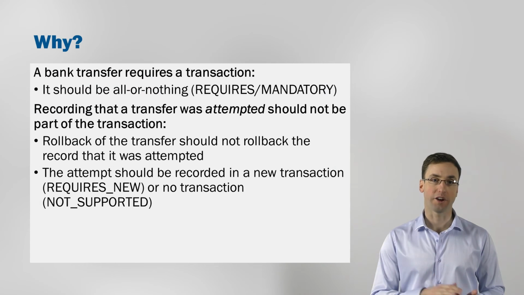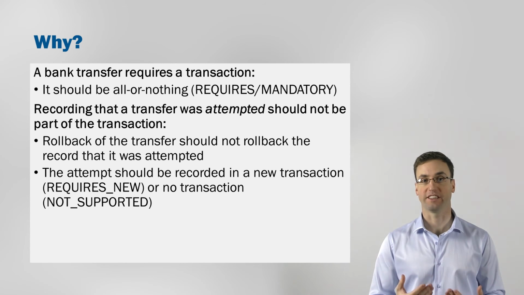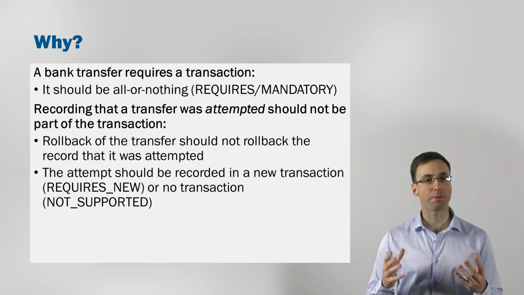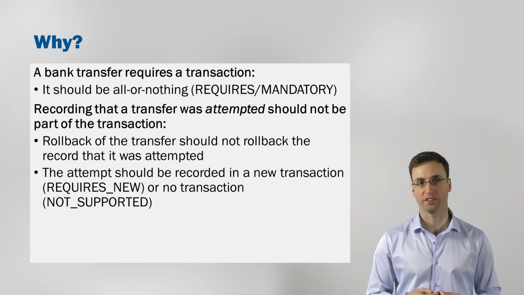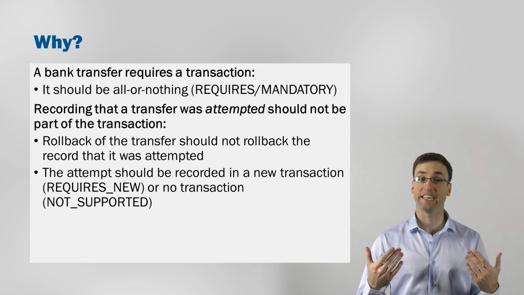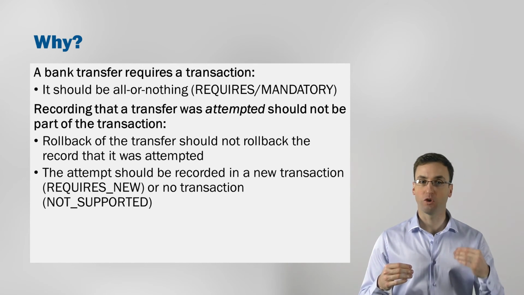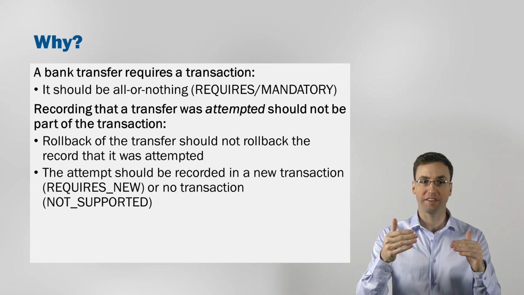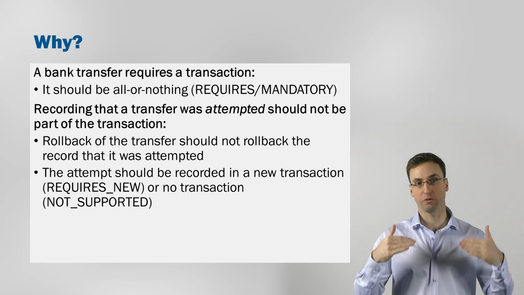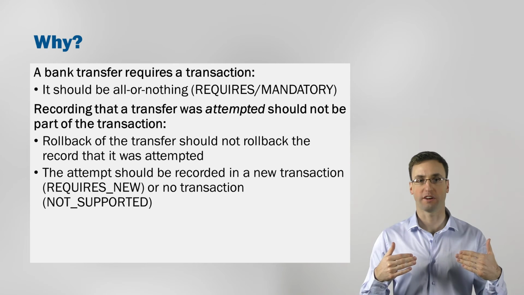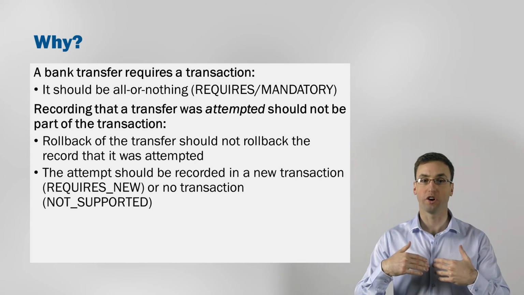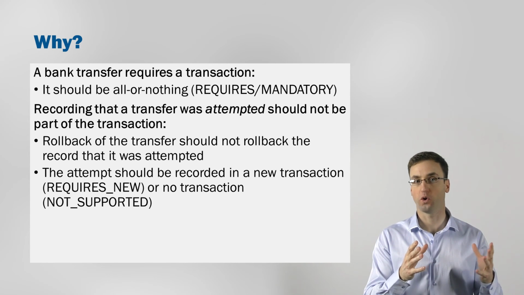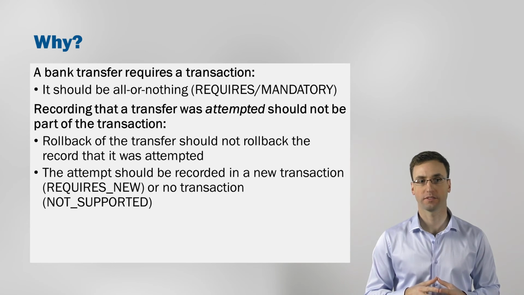For example, a deposit or withdrawal clearly need to be in a transaction, so they would need a requires or mandatory annotation. But suppose you also want to record attempted bank transfers. Suppose you want to know if there were any transfers that failed. If you record a transfer attempt in the same transaction as the transfer itself, then if an exception occurs during the transfer, everything will be rolled back, including that record of the attempted transfer. So you might want to log the attempt information in a separate transaction using requires new, or in no transaction at all with not supported.